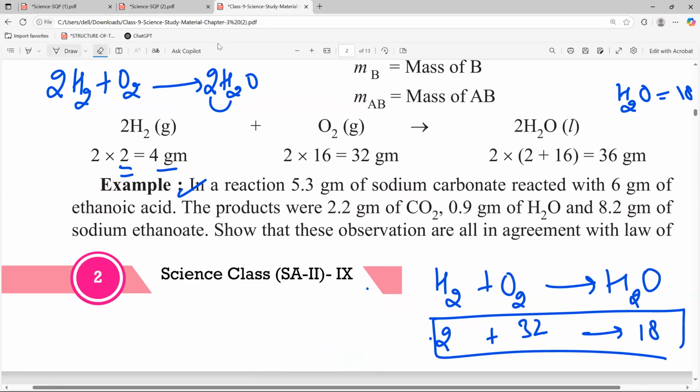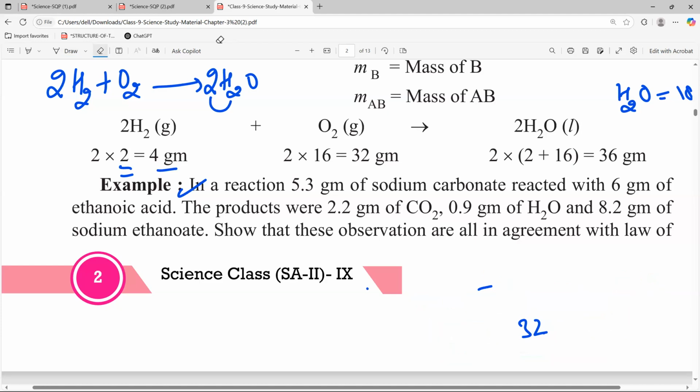Have you noted that this is not following the law of conservation of mass? If you write an unbalanced chemical equation, it will not follow. Everyone noted that this is not following the law of conservation of mass.